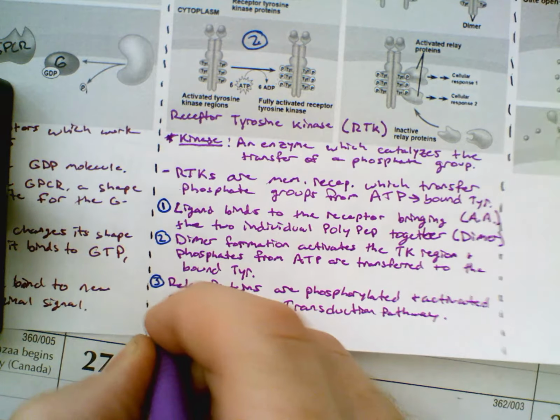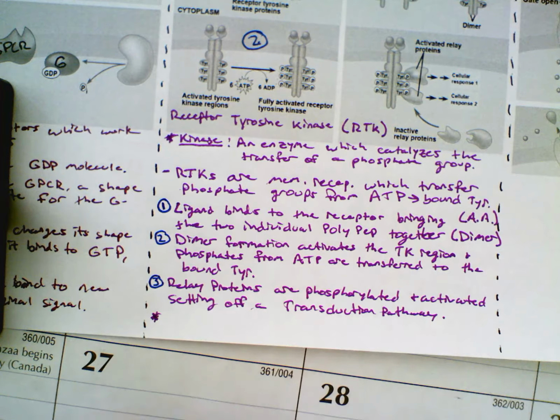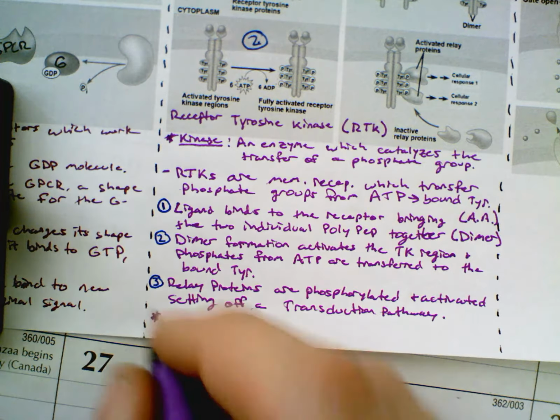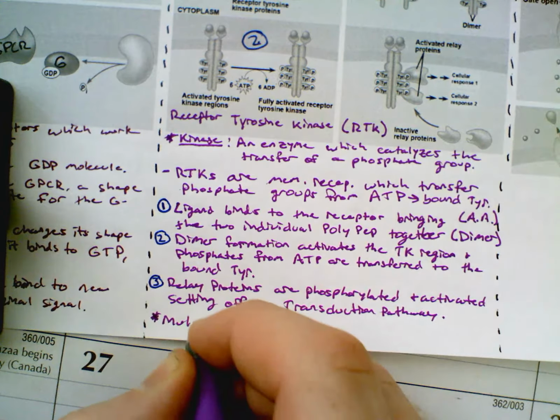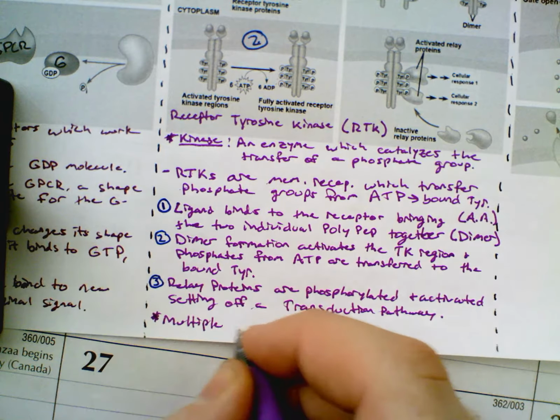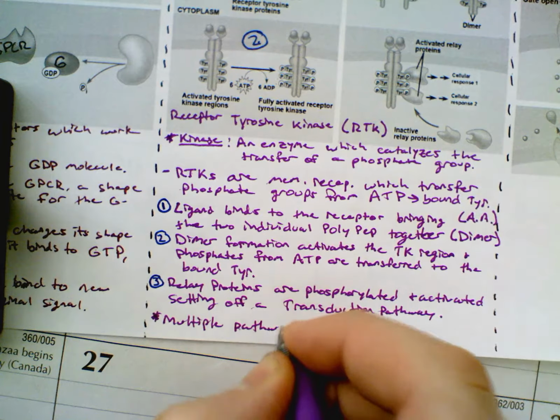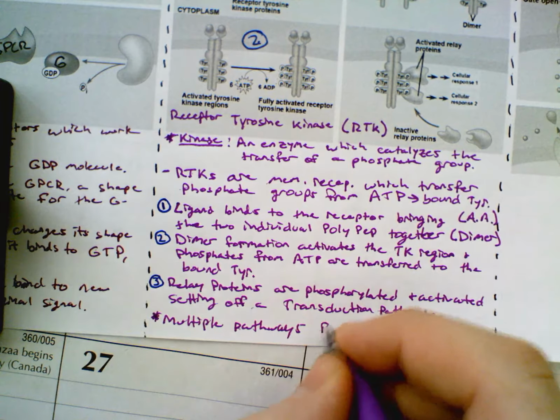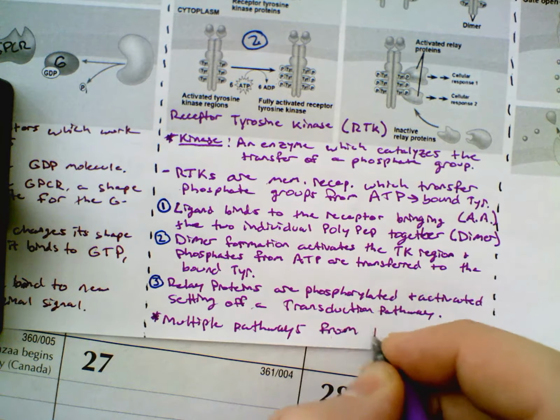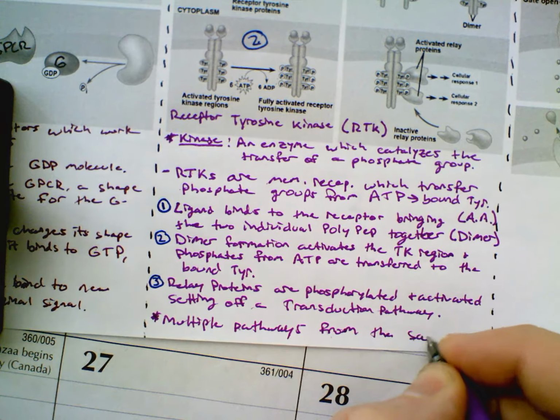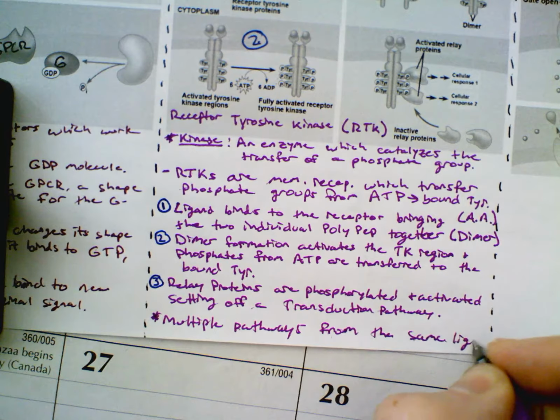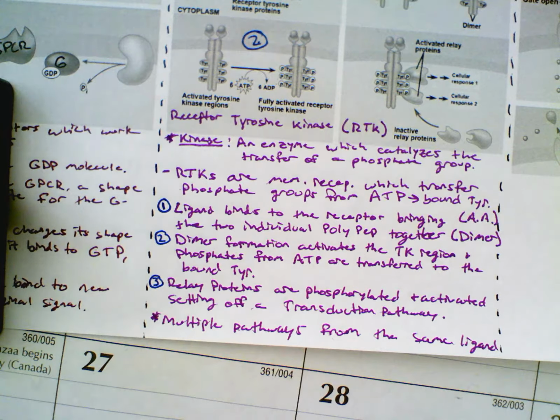And here's our wrap-up statement on this one. This is important because we can get multiple pathways from the same ligand. So you can set off a whole bunch of stuff happening at once with the release of like one hormone, for instance. You get a bunch of stuff happening.